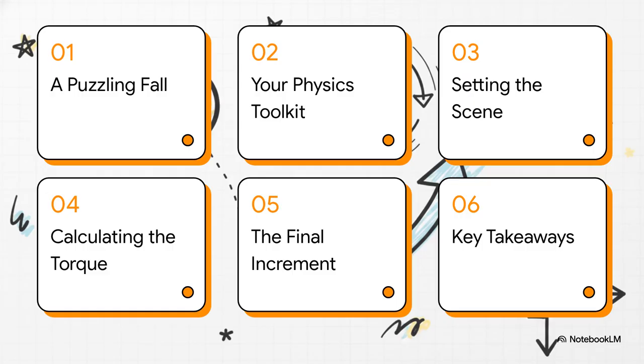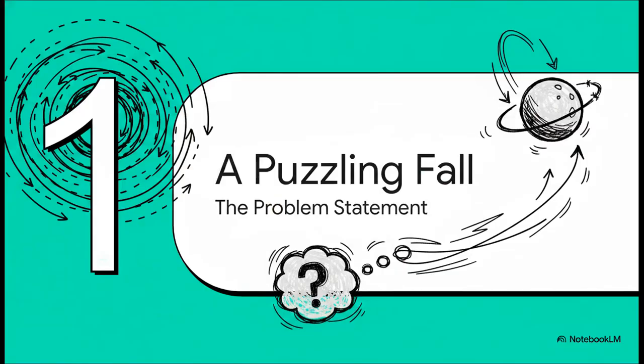Okay, so here's our game plan for cracking this thing. First up, we'll define the puzzle precisely. Then we'll grab our physics toolkit with the laws we need. After we set the scene with our coordinates, we'll get to the heart of it and calculate the hidden twist, or torque. From there, we'll find the final answer, and finally, wrap it all up with the key lessons this problem teaches us.